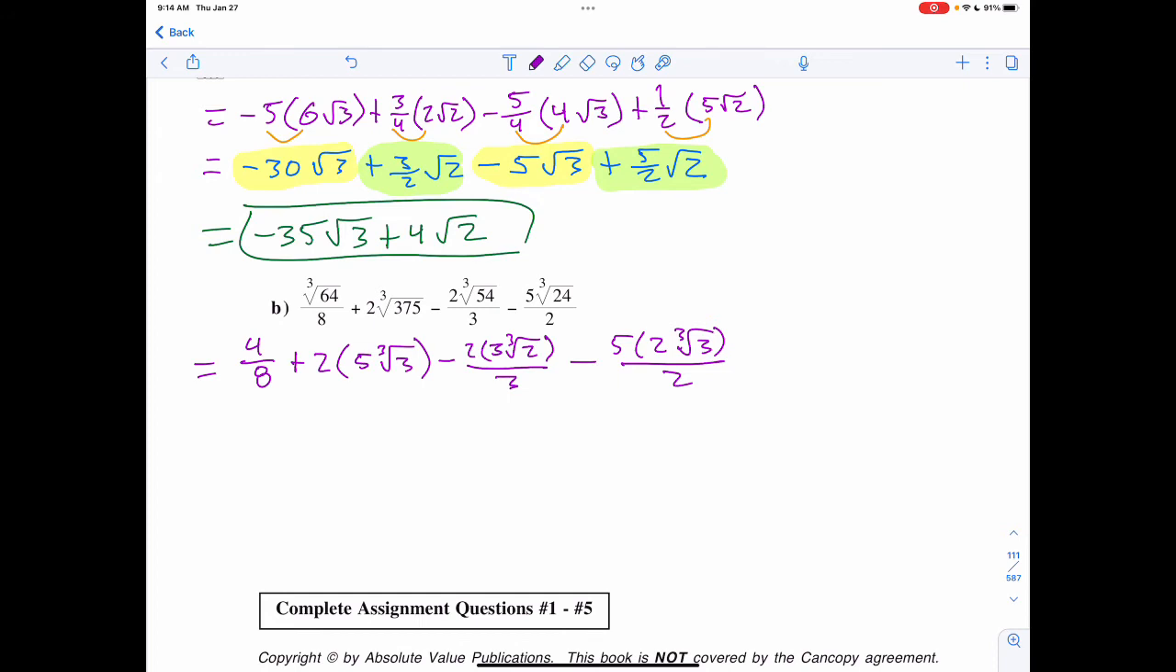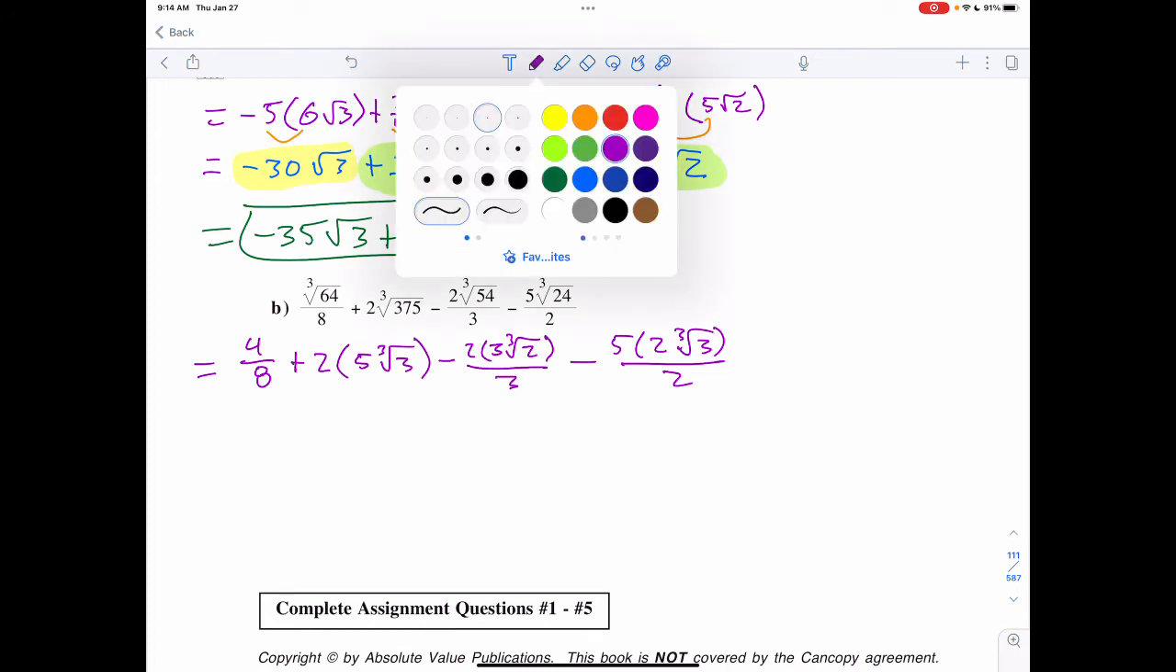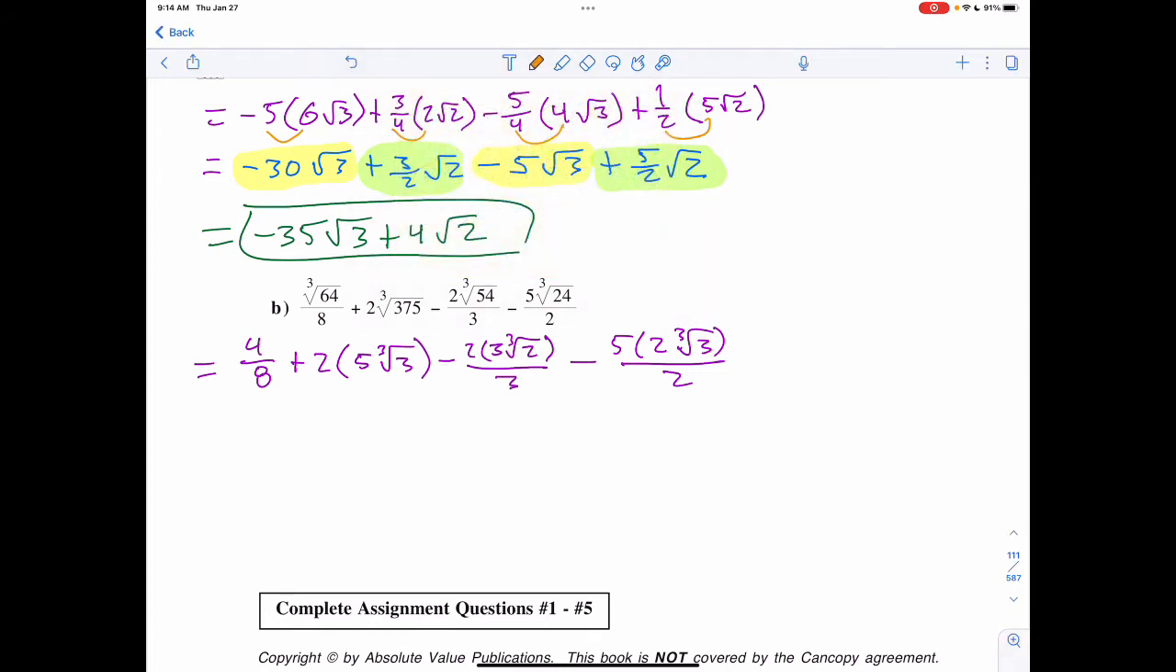I'm going to simplify my fractions, or multiply out my coefficients. So 4/8 is the same as 1/2. 2 times 5 is going to be 10 and the cube root of 3. 2 times 3 divided by 3 should leave me with -2 and the cube root of 2. And 5 times 2 divided by 2 is -5 and the cube root of 3.